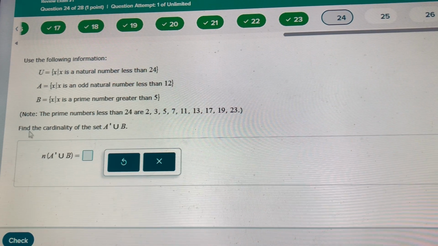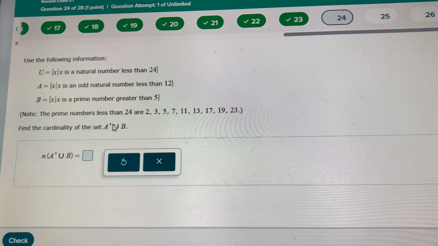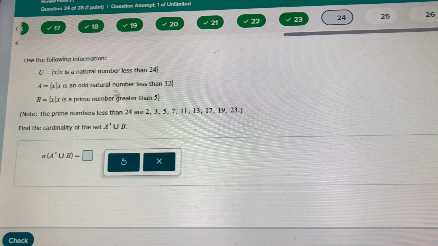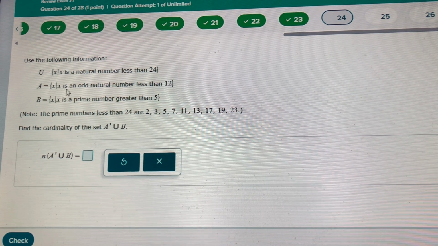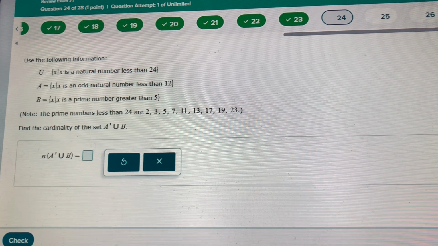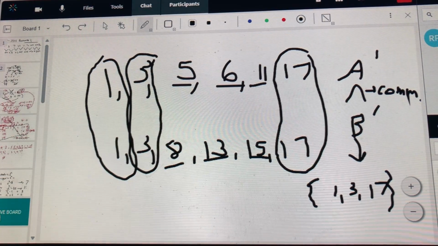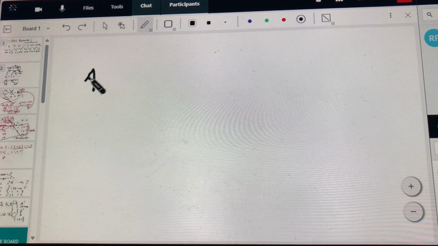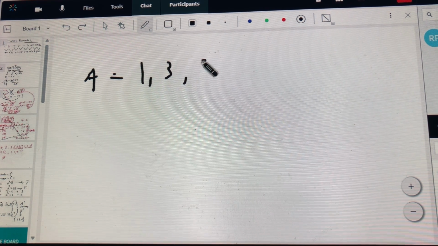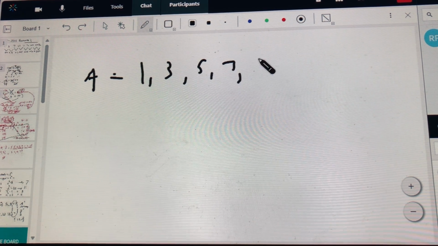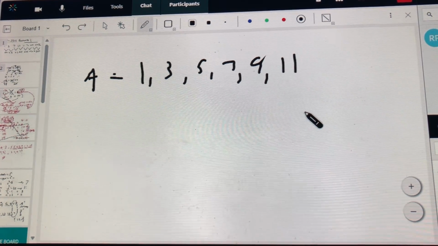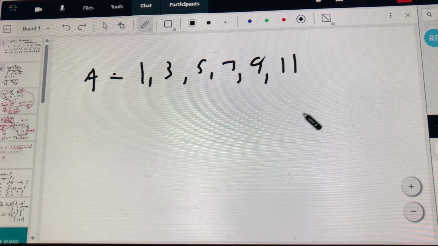Okay, so find the cardinality of set not A union B. A are odd natural numbers less than 12. Odd natural numbers less than 12. That's what A is. So A is literally 1, 3, 5, 7, 9, and 11. These are the odd numbers less than 12 if you're just doing natural numbers, exact numbers only.